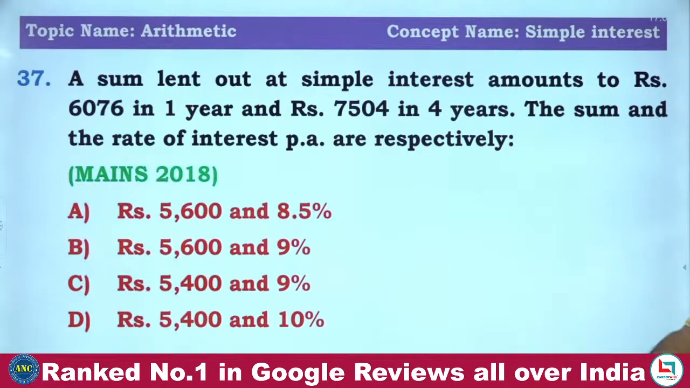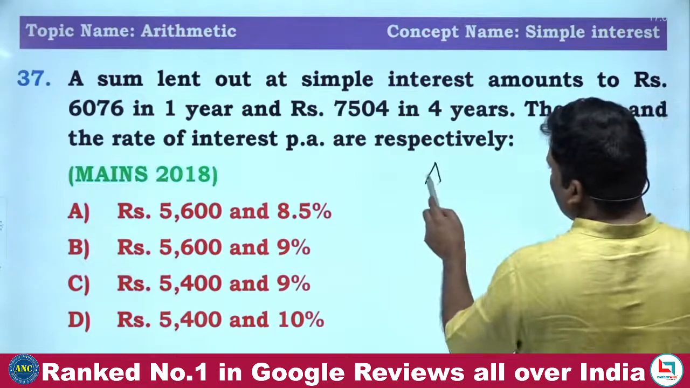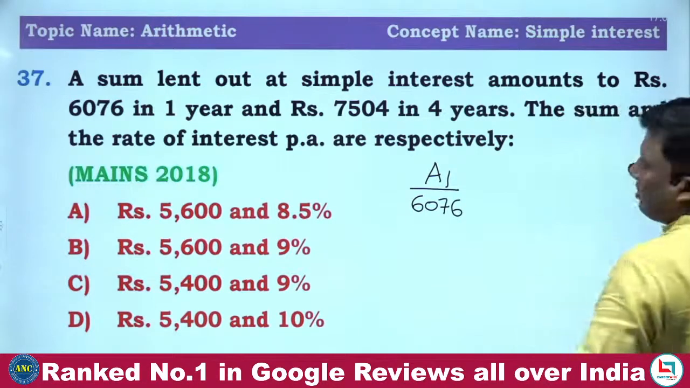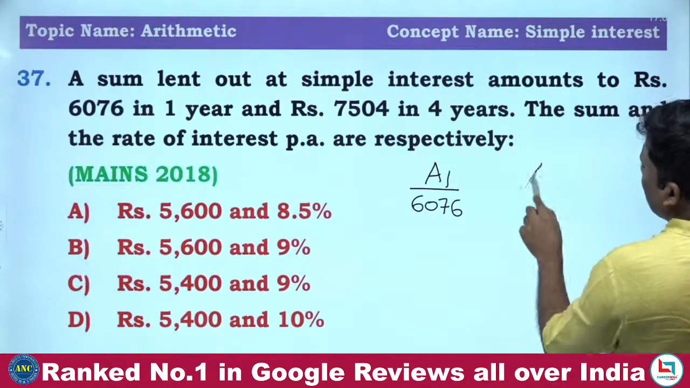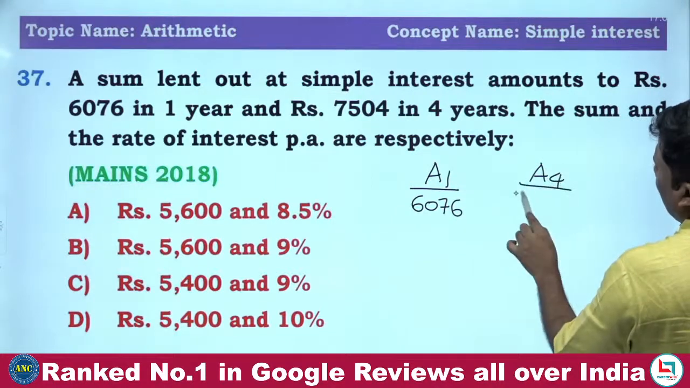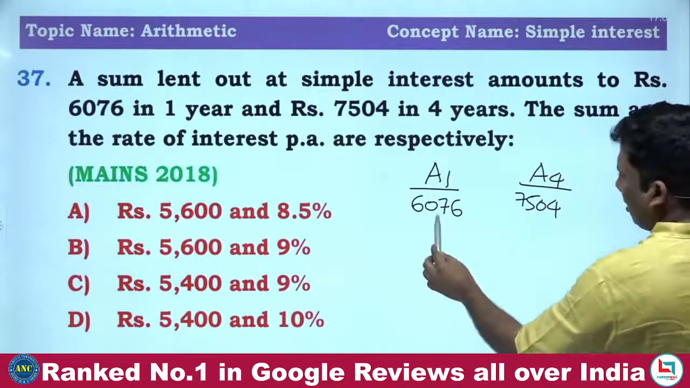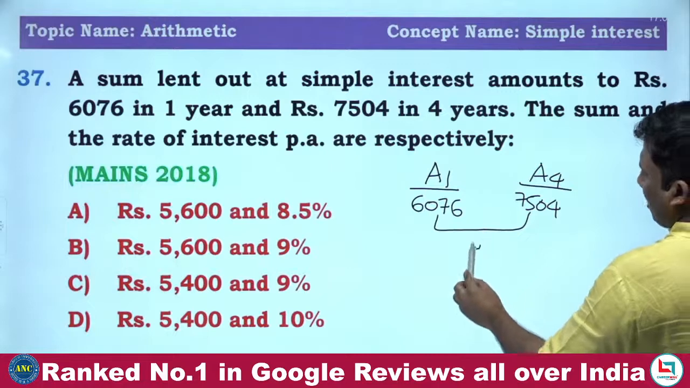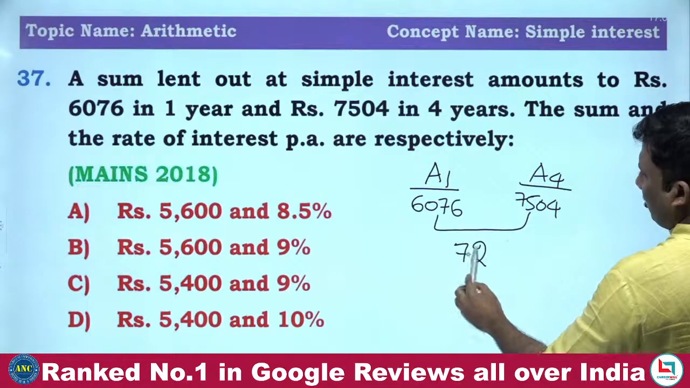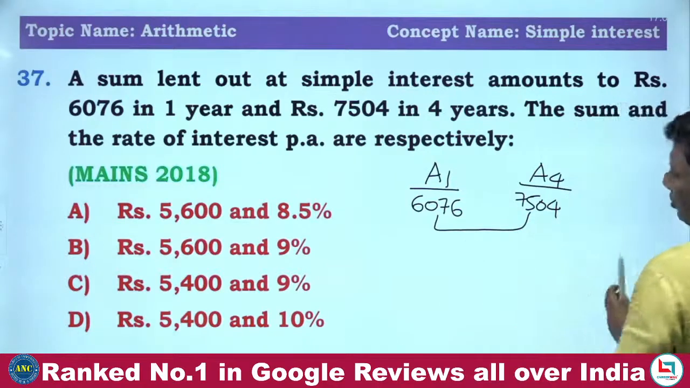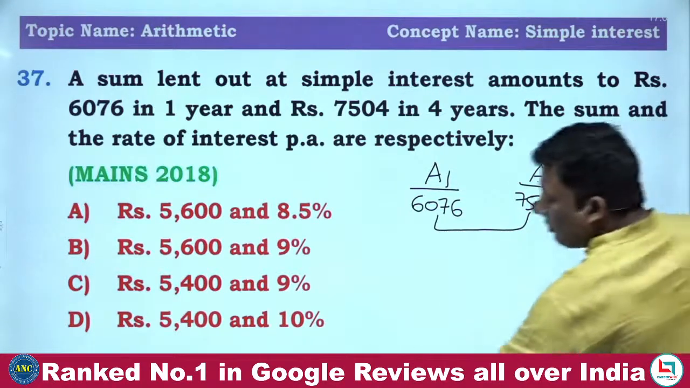Now this question also we will solve orally. A sum lent out at simple interest amounts to 6076 in 1 year. After 1 year it is 6076 and it becomes 7504 in 4 years. That means how much extra am I giving?